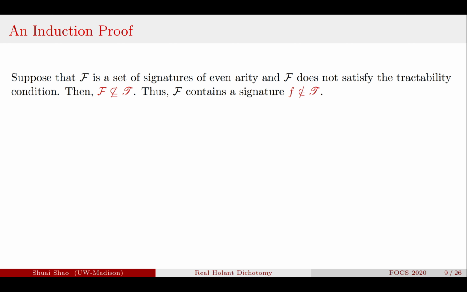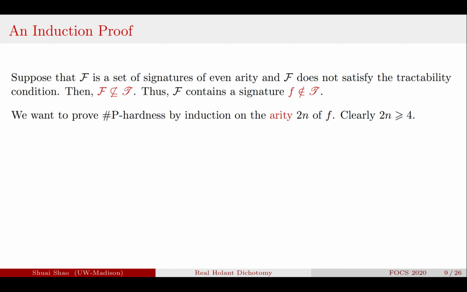Well, we know that when the signature set script F contains a signature of odd arity, a dichotomy is already proved. So we only need to consider the case that this signature set is a set of signatures of even arity. We suppose that it does not satisfy the tractability condition stated above. Then this signature set script F is not a set of tensor products of unary and binary signatures. So it's not a subset of the tractable class T. Thus, it must contain a signature small f that is not in T.